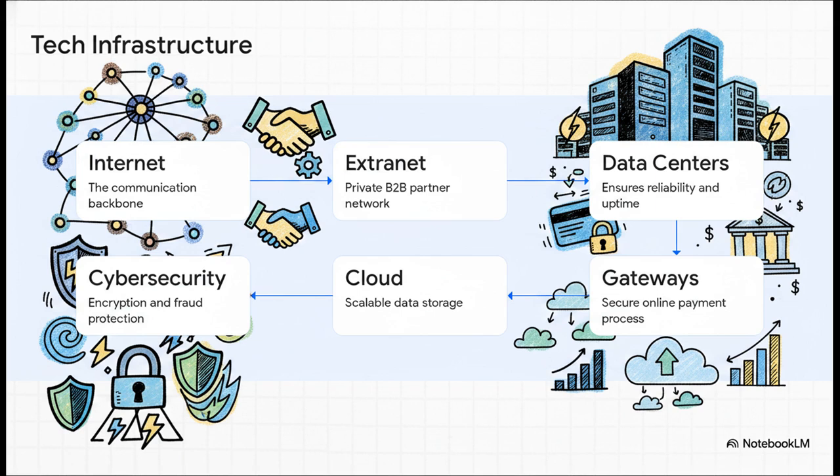Step 4 is the critical money moment, payment gateways securely taking your encrypted card data straight to the banks. Step 5 brings in cloud computing, giving businesses flexible scalability so they only pay for the computing power they actually need. And finally, sitting like a fortress wall around the entire thing is step 6, cybersecurity. High-level encryption and fraud protection, making absolutely sure this whole digital house of cards doesn't collapse into a massive data breach.